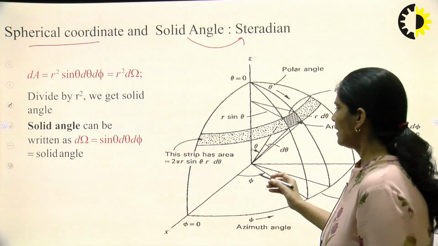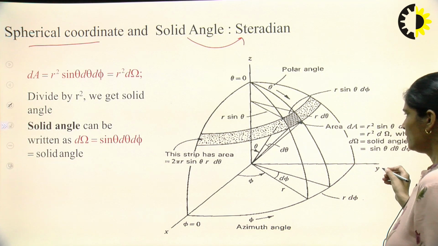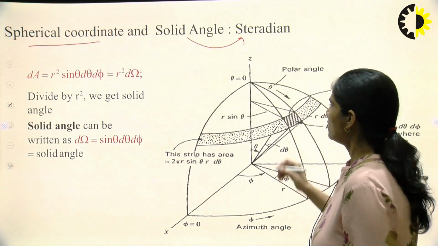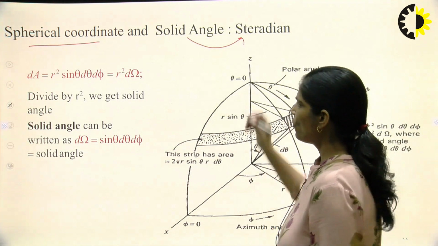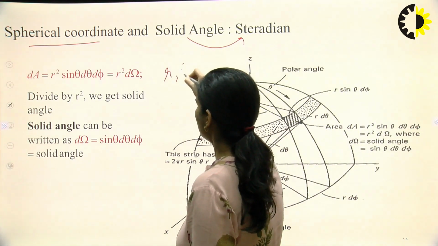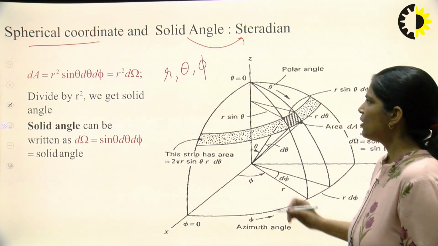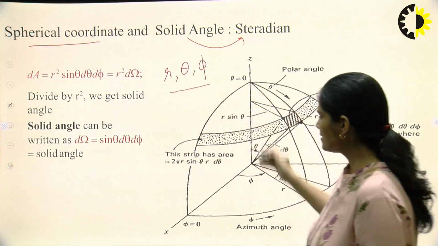Now here, if you want to write down spherical coordinates, this is your x-axis, this is y-axis, this is z-axis. And for spherical coordinates, you should know r, theta, phi. So these are the coordinates of spherical coordinates. Now write down these coordinates in this structure.